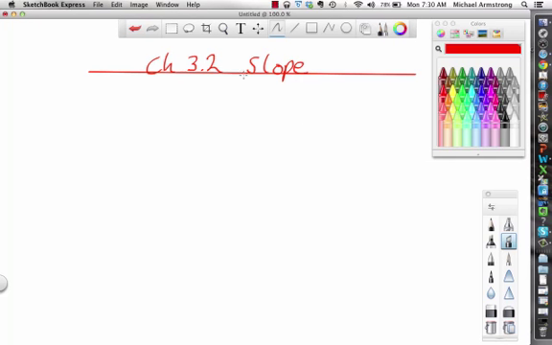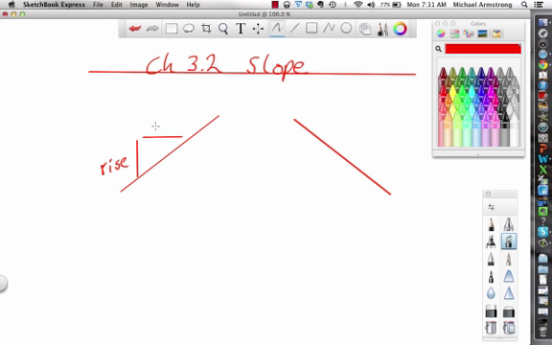Okay, chapter 3.2 is about slope, and slope is just what it sounds like. It has a rise and it has a run, and it could go either direction. This slope has a positive rise, that's a positive direction up. Actually, rise. Rise and a run.